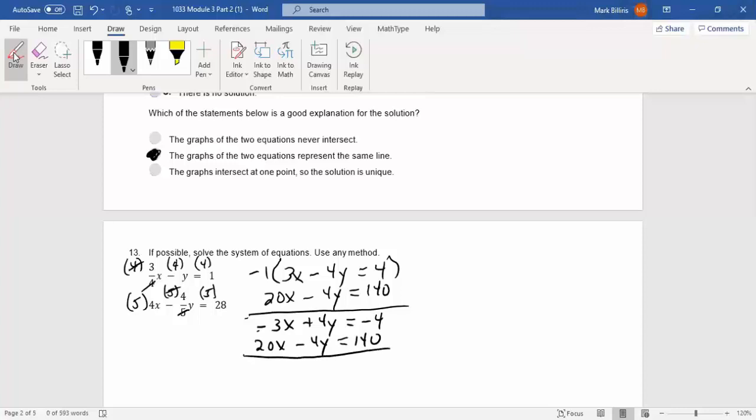Now I add the two equations. And again, it's doing what I want it to do because one of the two variables is going to be eliminated. Negative 3 plus 20 gives me 17x. And negative 4 plus 140 gives me 136. Now you're going to take 136 and divide by 17. So x would equal 8.